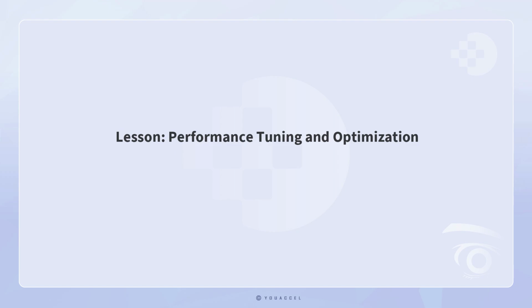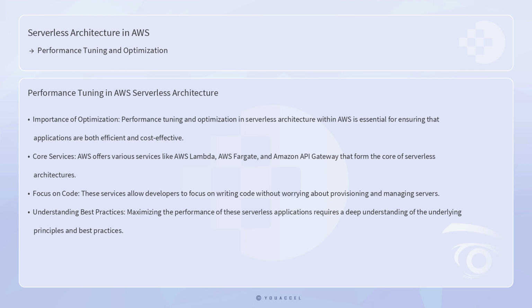Lesson: Performance Tuning and Optimization. Performance tuning and optimization in serverless architecture within AWS is essential for ensuring that applications are both efficient and cost-effective. AWS offers various services like AWS Lambda, AWS Fargate, and Amazon API Gateway that form the core of serverless architectures. These services allow developers to focus on writing code without worrying about provisioning and managing servers. However, maximizing the performance of these serverless applications requires a deep understanding of the underlying principles and best practices.